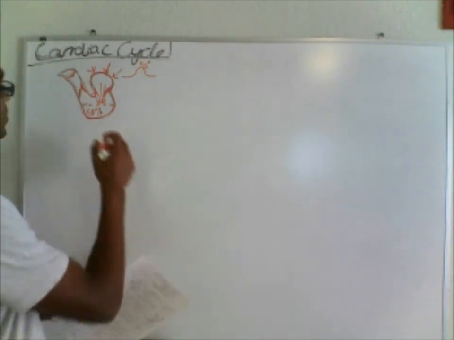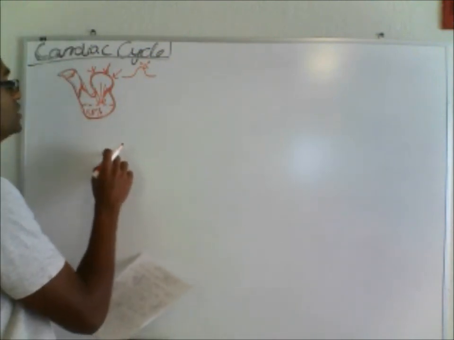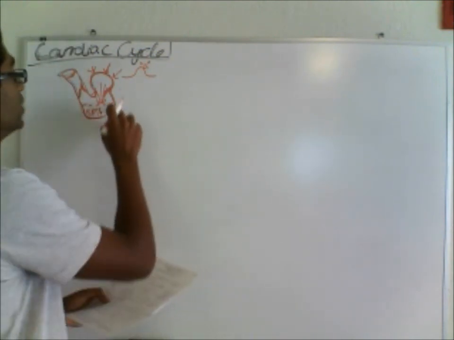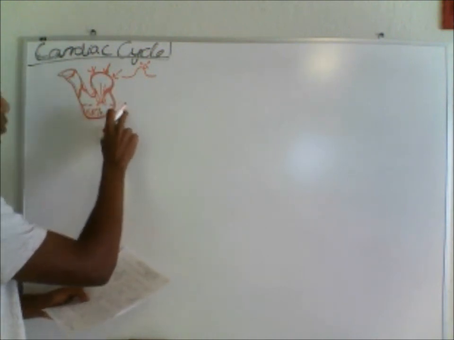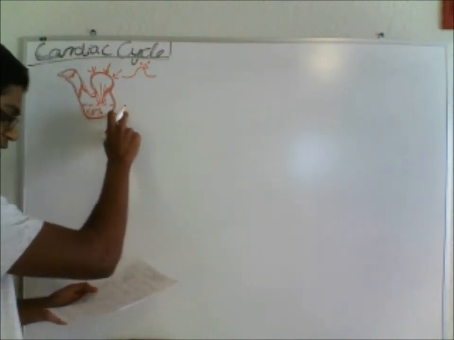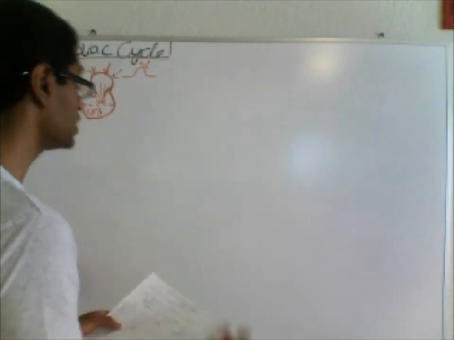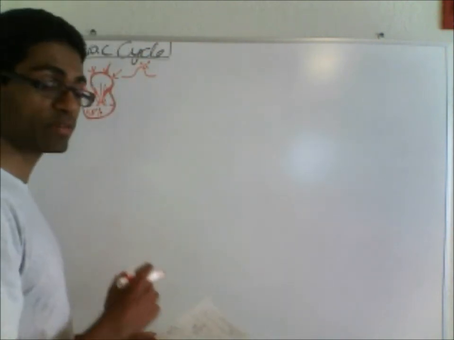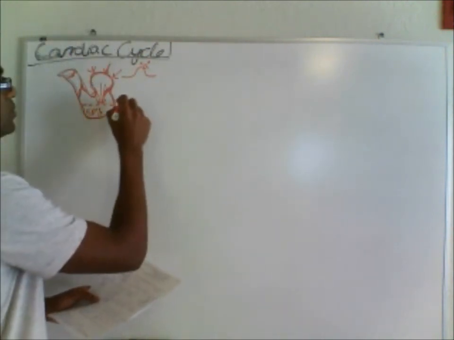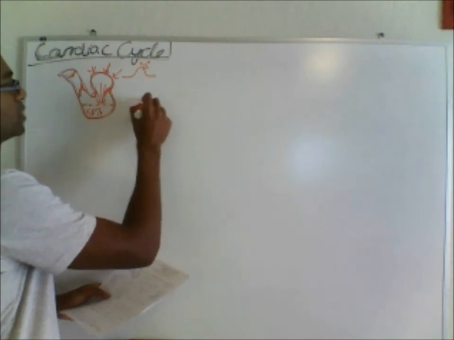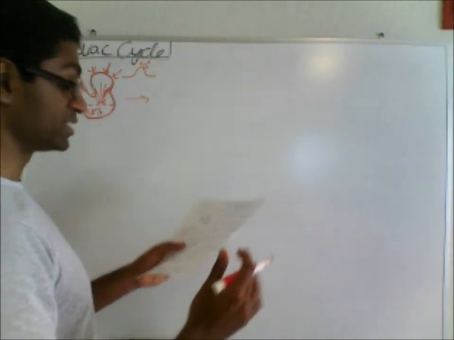Now the electrical impulse that was generated at the SA node, after the atrium receives it, goes into the AV node, and from the AV node it travels over to the ventricle. Once the ventricle receives that impulse, it's going to contract.